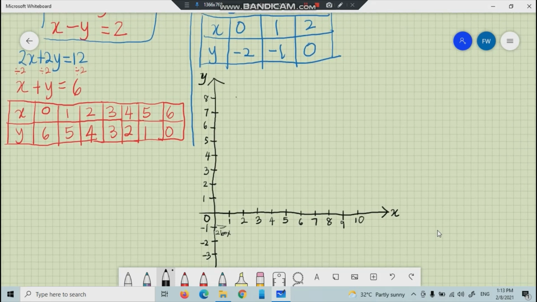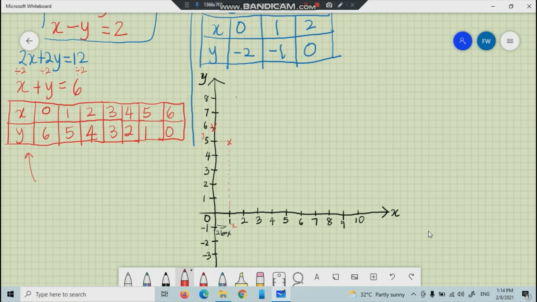So then we need to mark our values. Start with my red table here. x0, y is 6. x0, y is 6 up here. x1, y is 5. You need to carefully find the intersection between x value and y value. Here is y, here is x. Okay.